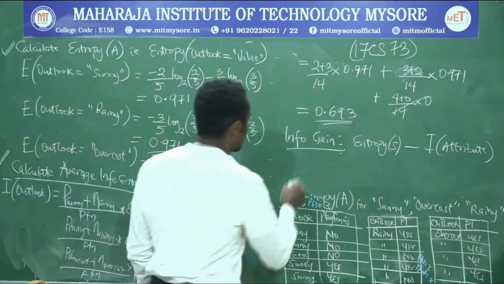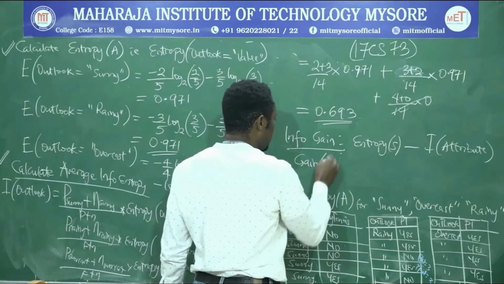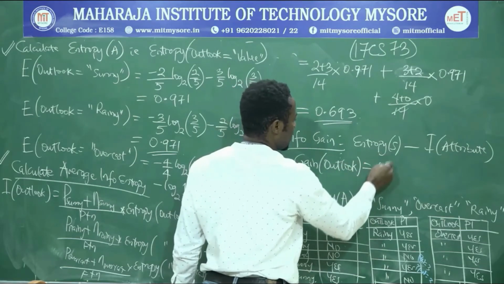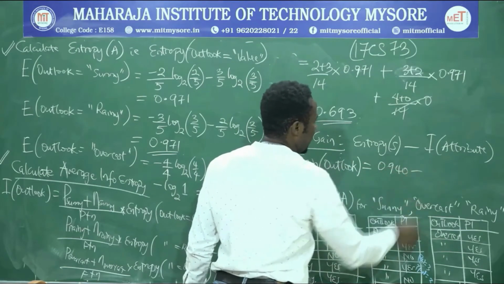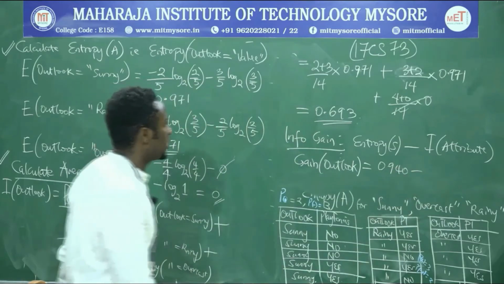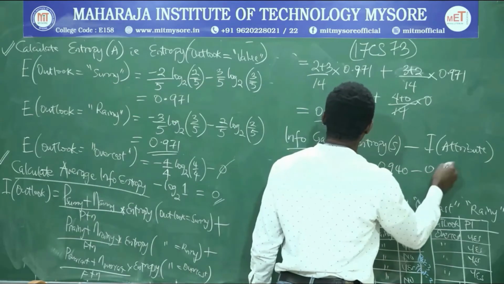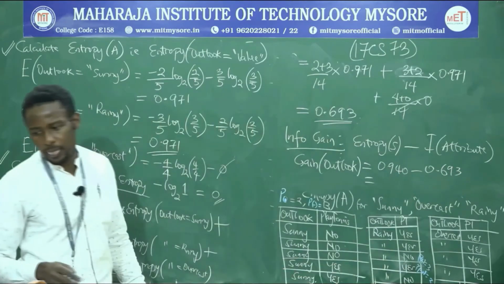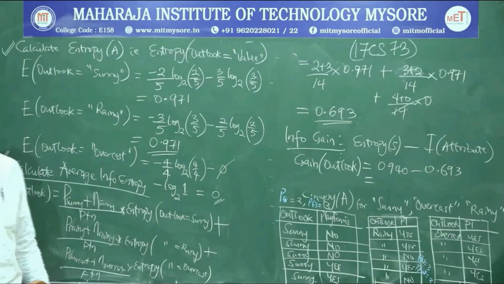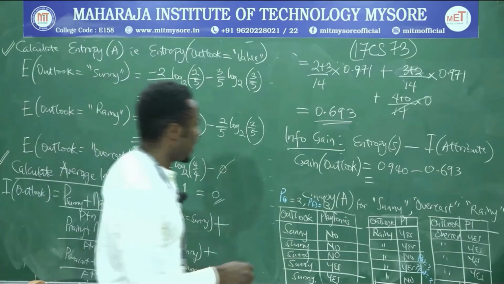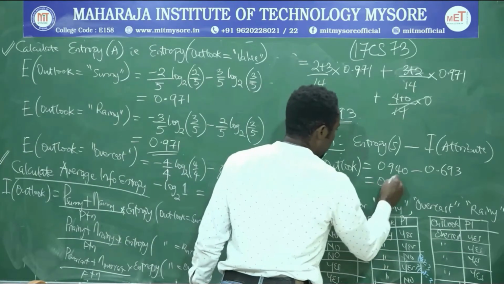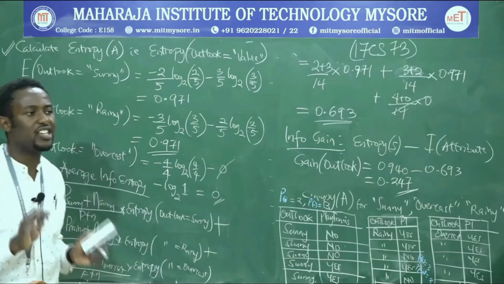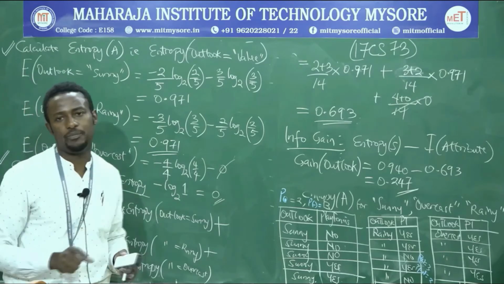So what is the entropy of S? 0.940. So gain of outlook equals entropy of S, 0.940, minus the average information entropy, which is what? 0.693. Quickly, tell me what the answer is. So what do we get now? 0.247. But that's not over. This is just stage 1, or first step of the problem.